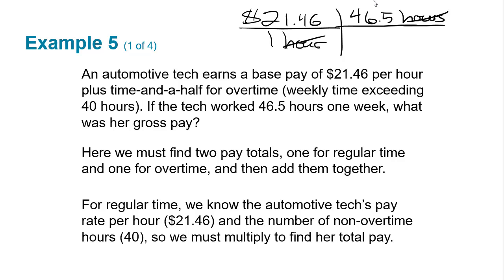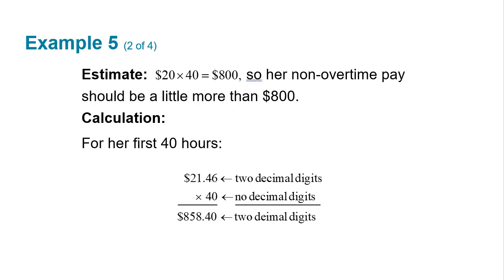But we have to remember that we don't want to multiply by 46.5 because their rate is 21.46 for just the first 40 hours. So we would make this 40 instead. Do that math, right? And get how much their regular pay is. So here it is, that much.